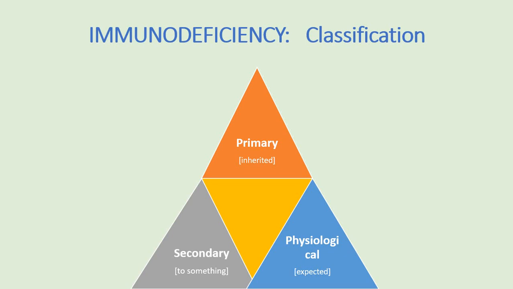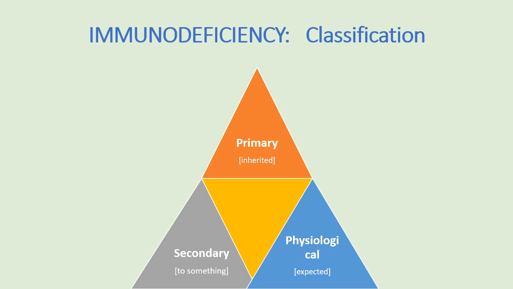Immunodeficiency can be classified as primary, secondary, and physiological. Physiological, which is an expected kind of immune deficiency, is seen at the extremes of age and during pregnancy. In the very young, when the whole immune system is not fully developed yet, in the old, when there is waning of the immune system, and in pregnant women, where it's a physiological suppression of the immune system so that the mother doesn't reject her foreign graft, which is the baby, resulting in abortion.